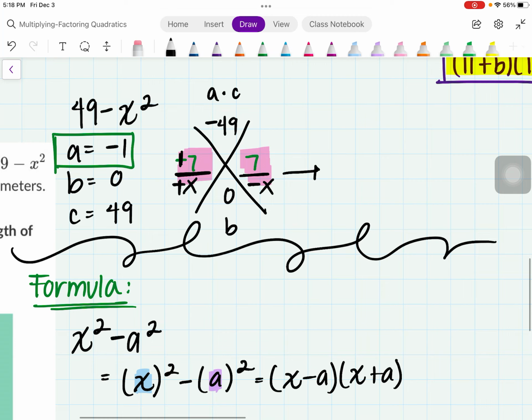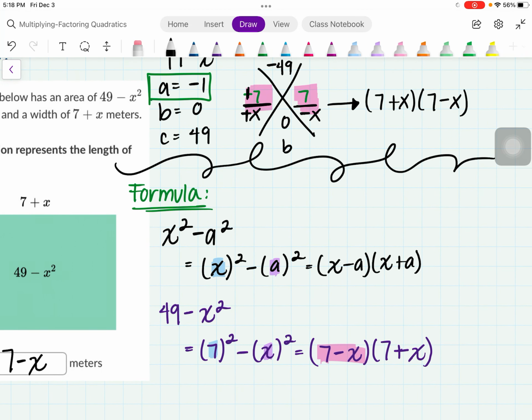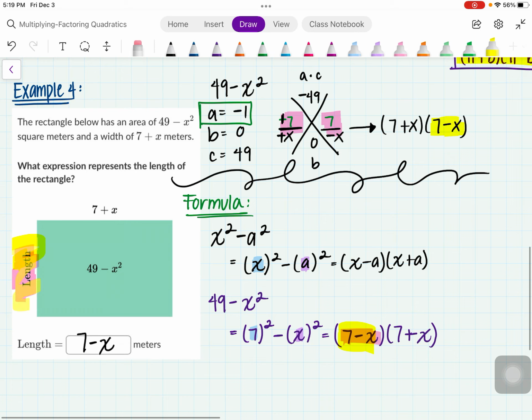So if we write our answer here, we have, once again, I'm going to start with the number first. 7 plus an x times 7 minus an x. And in this case, it's the same thing we got down here, but the only one that was missing was this one right there. So as well that one and that one.